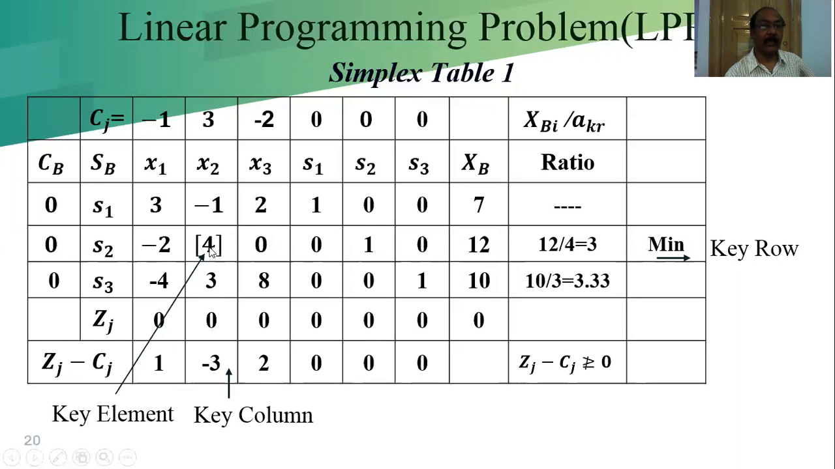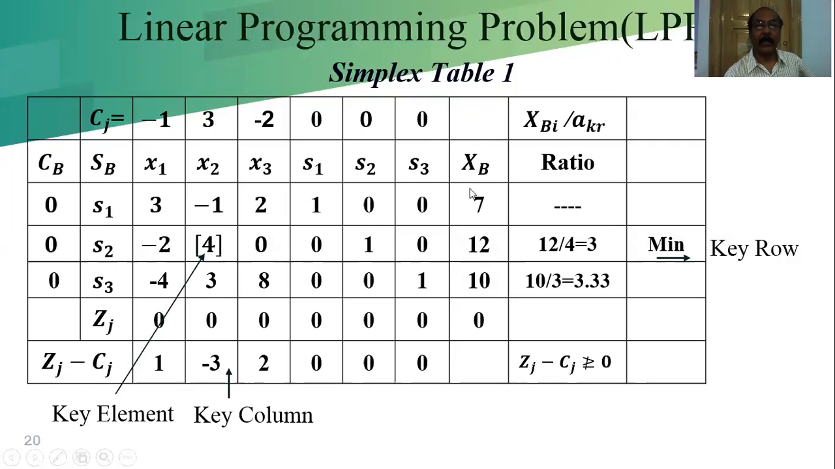So next table, all the elements of the second row divided by the 4, we will get 1, and all the elements in the key column will be 0. That means this will be 0, this will be 0, and this will be converted to the unity. This will be minus half, this will be 0, this will be 0, this will be 1 by 4, and this will be the 3.